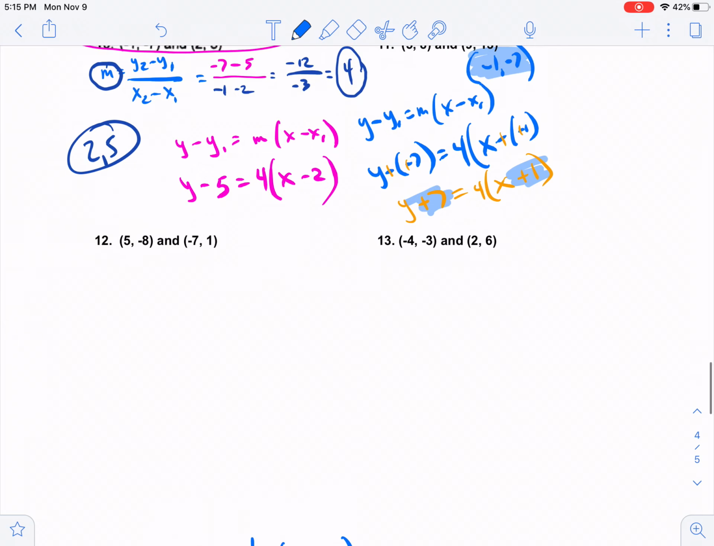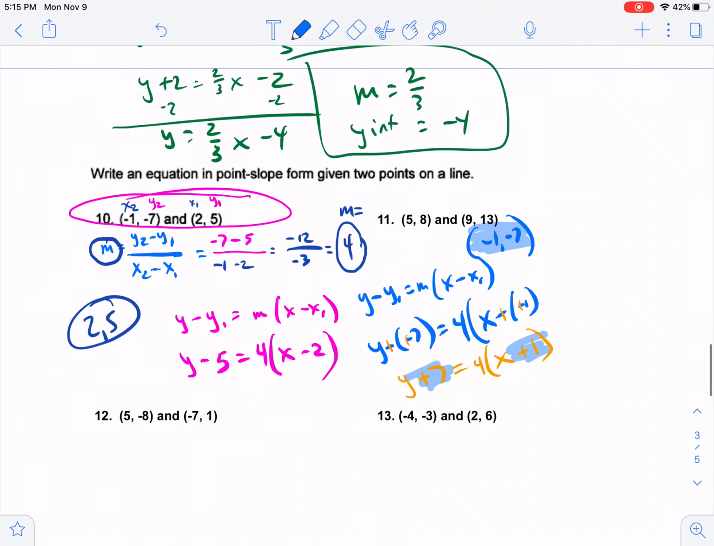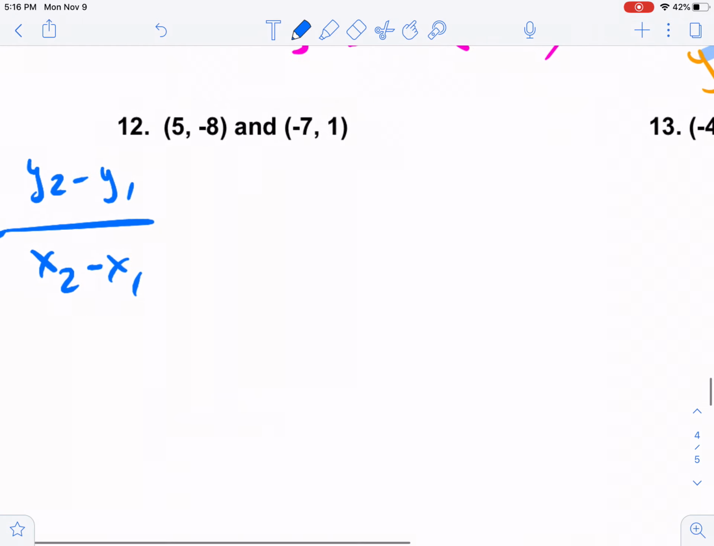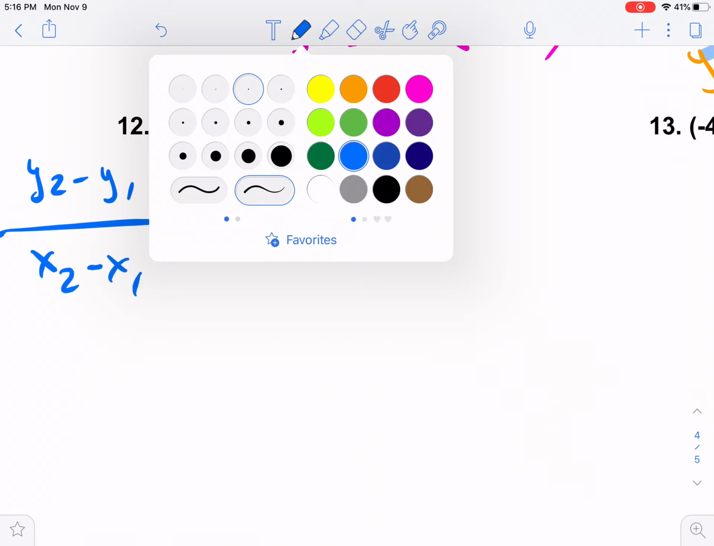All right. And then let's do 12 here. What do they want us to do? They want us to write an equation in point slope form. Okay, I need the slope. What's the slope? It's y2 minus y1 over x2 minus x1. M equals that. That's the slope, right? It's the change in y over change in x. It's rise over run. So it doesn't matter what I write down here. I'll write x1, y1, x2, y2.